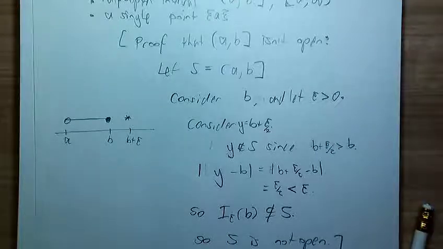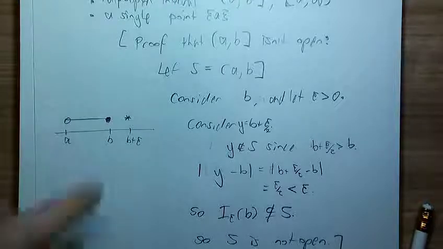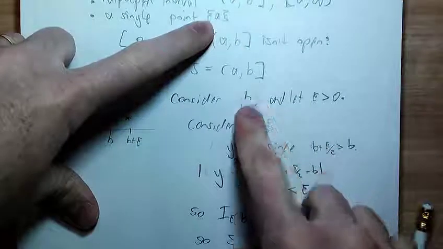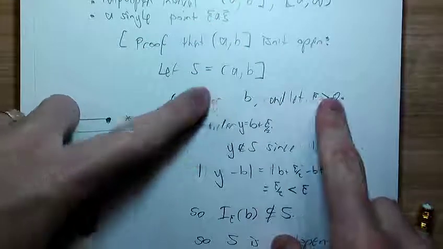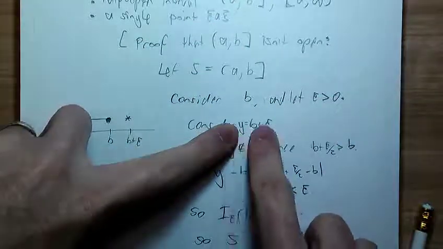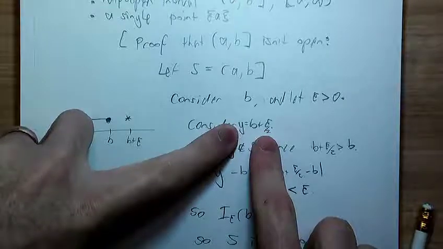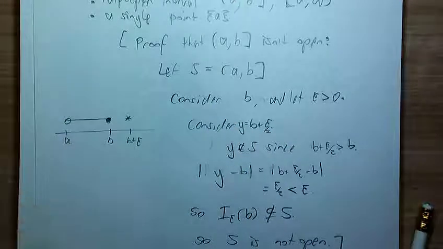In fact, it's much easier because you can just say y is equal to b plus epsilon on 2, which isn't b. Therefore, it's not in the set. That's an awesome proof. I like that. So if I wanted to modify this proof, I could say, consider b and let epsilon be greater than 0. Consider y is equal to b plus epsilon on 2. No, you still need to talk about intervals. That's okay. Right. But you say y equals b plus epsilon on 2, which isn't b, and therefore the whole thing isn't in the set.